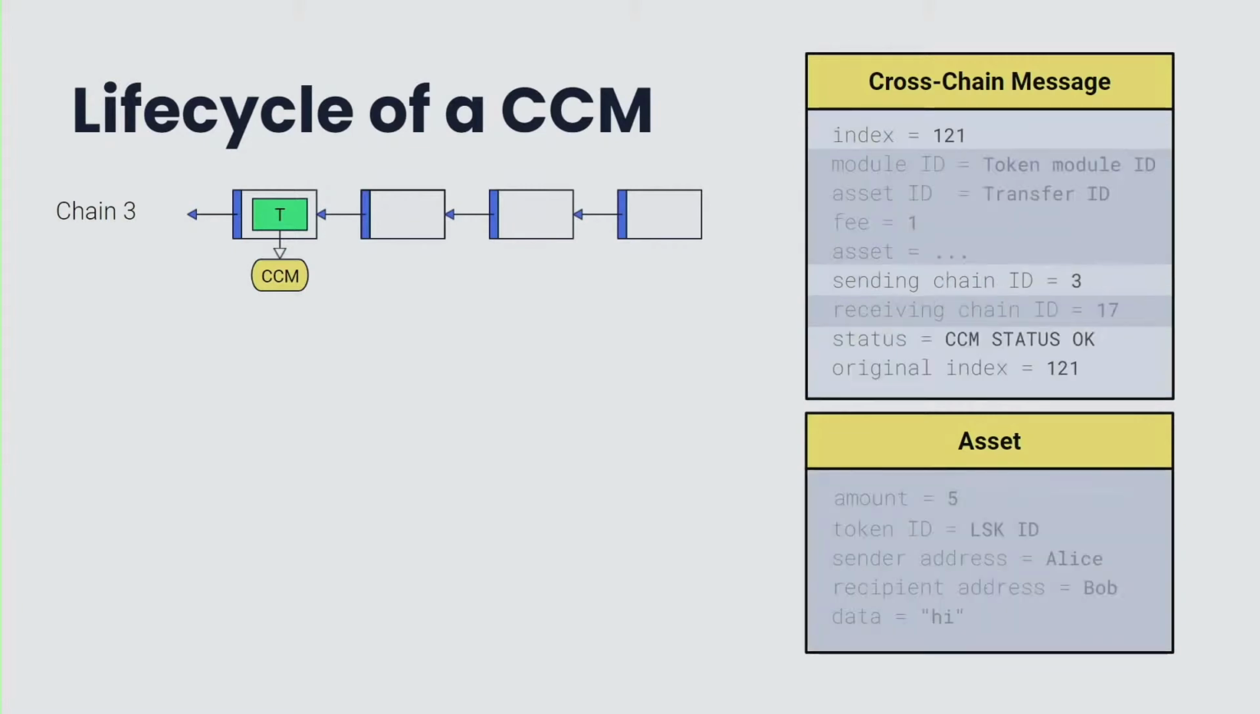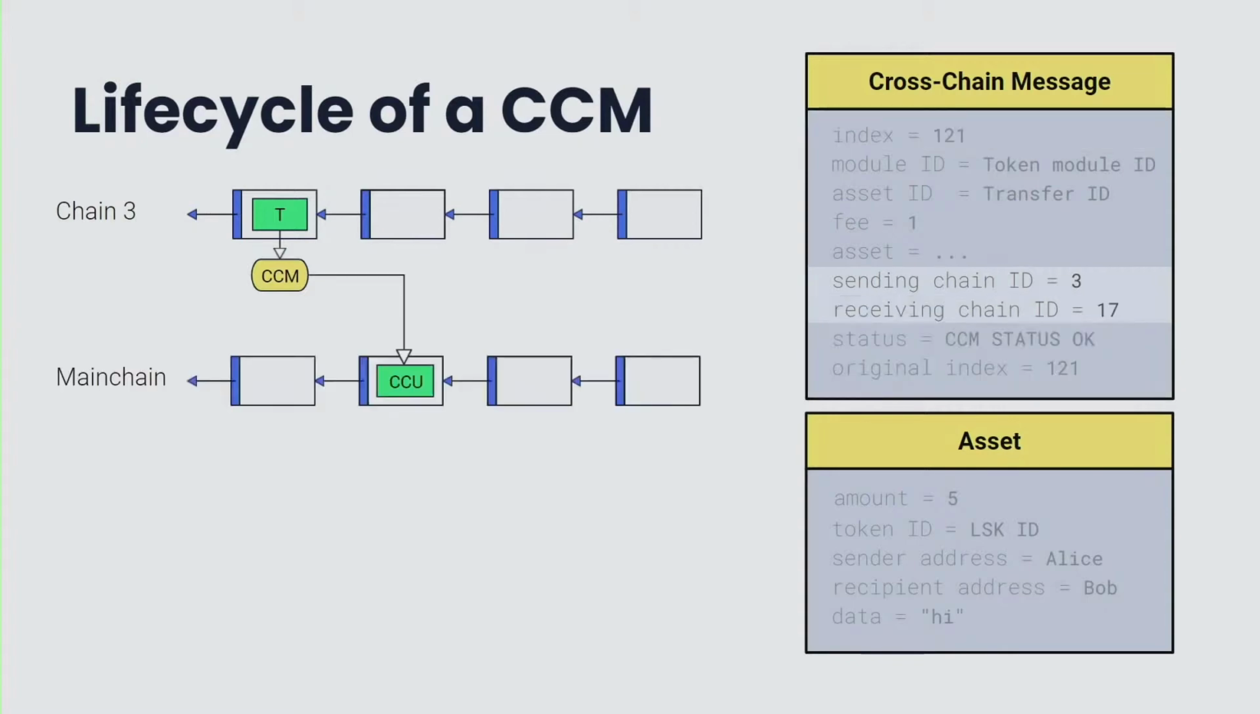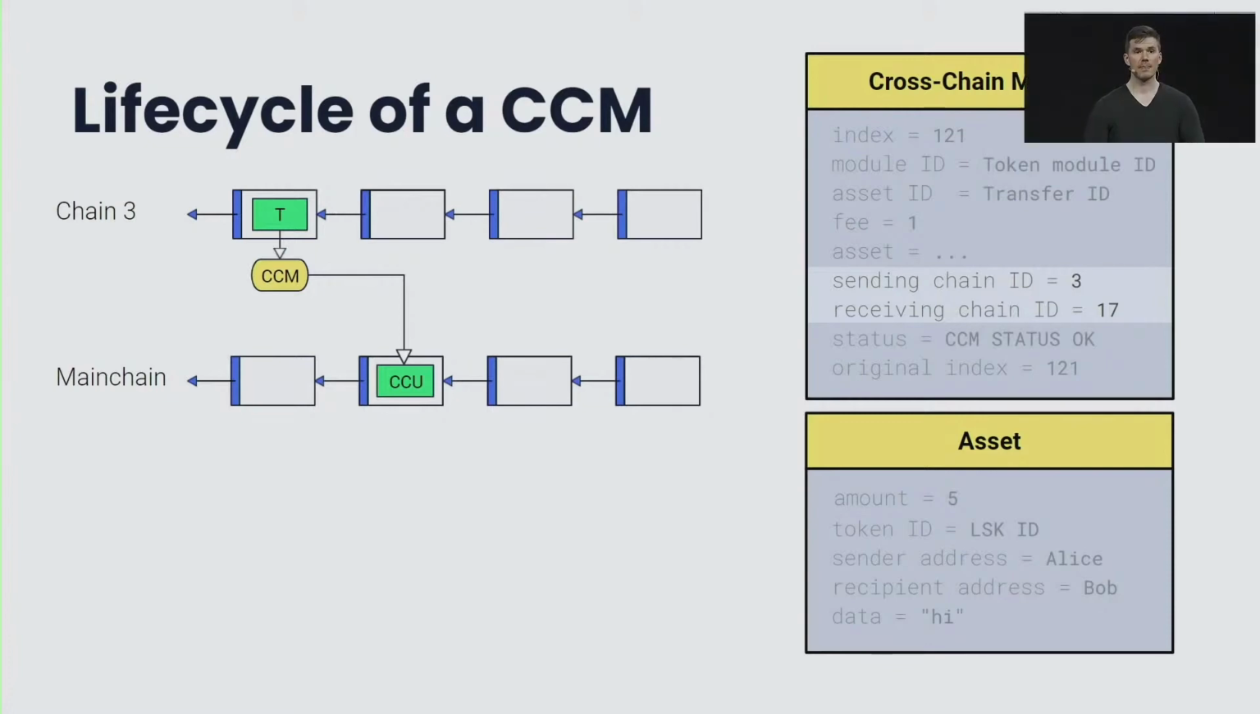This message then is handled by the interoperability module, which will complete all the remaining properties. So you don't need to send the index. You don't need to set the original status or the sending chain. This is filled in by the interoperability module. This message is then collected by a relayer and sent to the main chain.